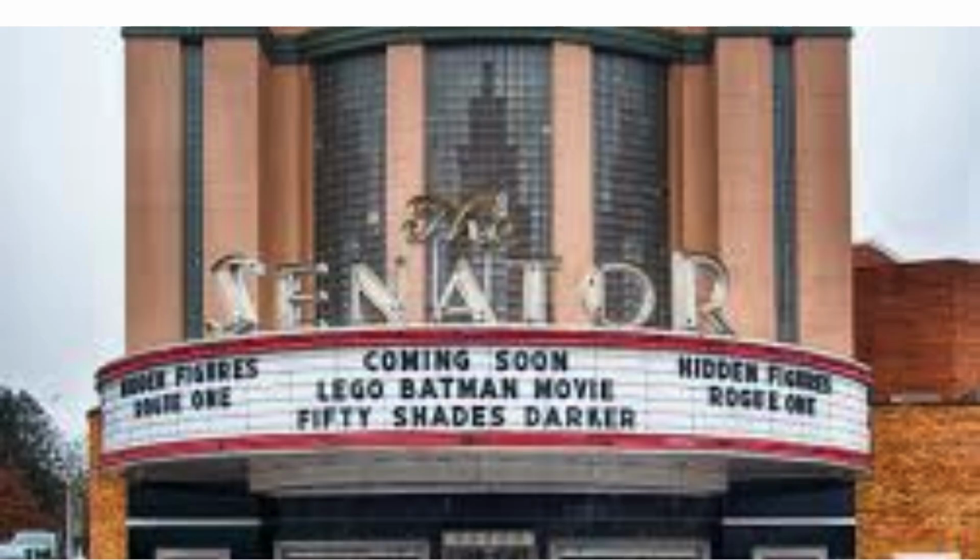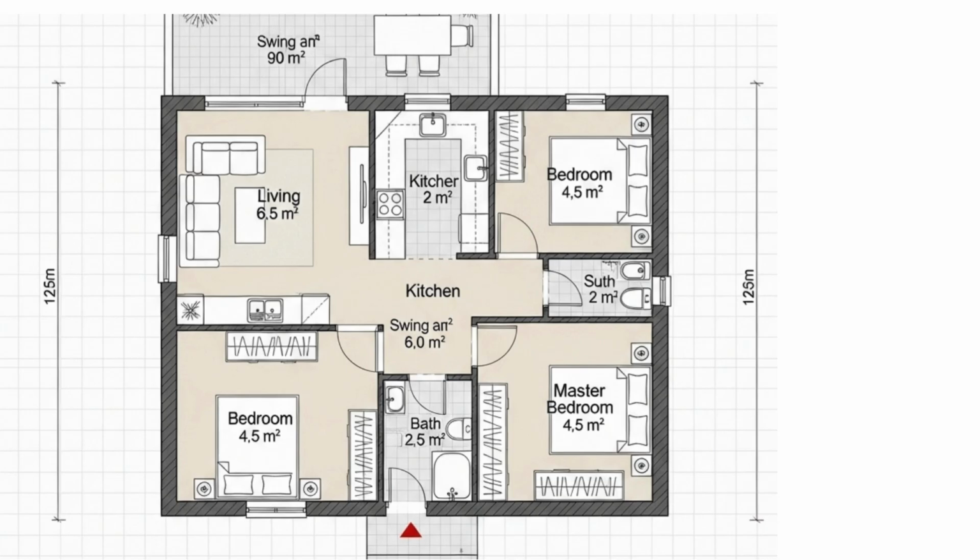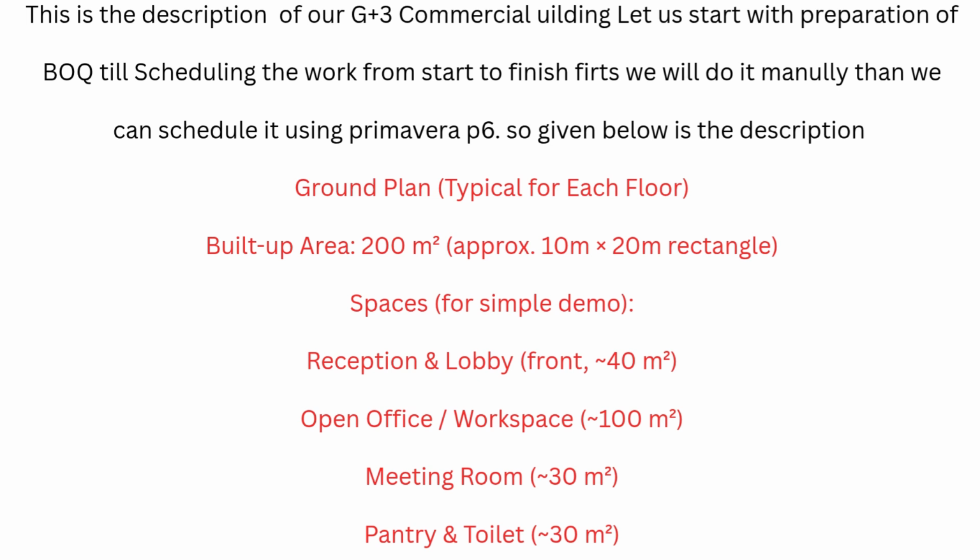Project description. We have got a sample 3-storied commercial building with a built-up area of 200 square meter. It has typical floors, reception, open office, meeting room, pantry, toilets, etc. Let us see how we can convert this into a schedule.